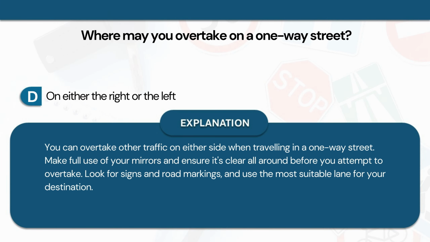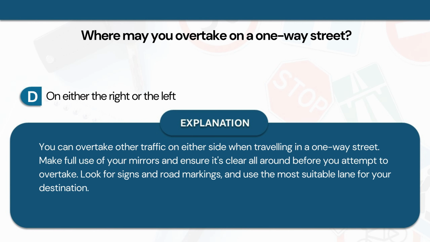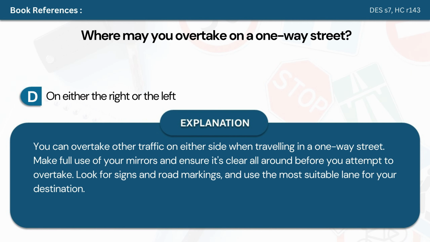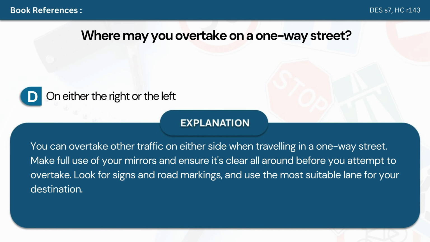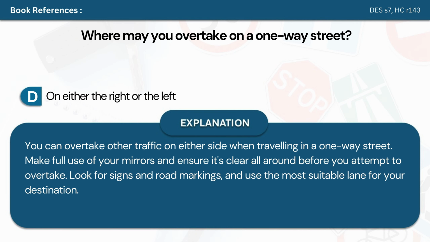You can overtake other traffic on either side when traveling in a one-way street. Make full use of your mirrors and ensure it's clear all around before you attempt to overtake. Look for signs and road markings and use the most suitable lane for your destination.